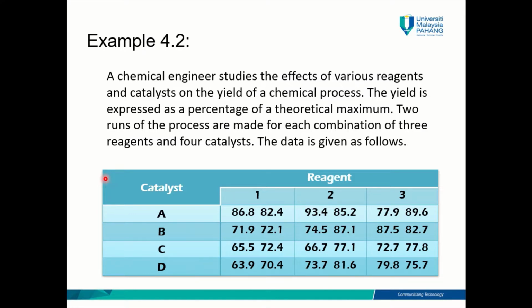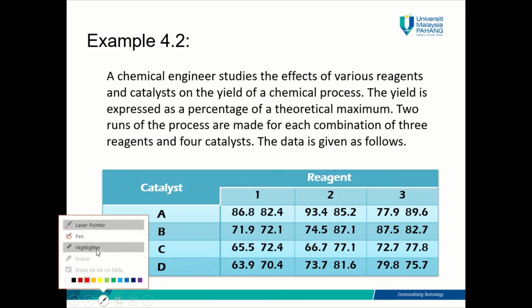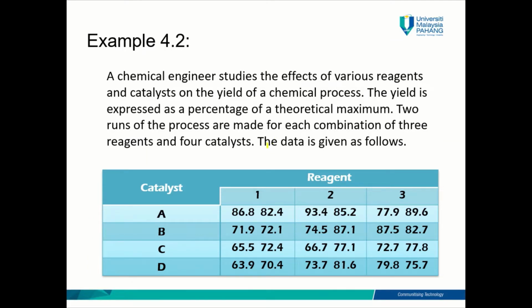Okay, first class, let us try to understand what the 2 independent variables are and what the dependent variable is. Now, factors and response. 2 factors and 1 response. From this statement up here, we can see that they are trying to see the effects of reagents and catalysts on the yield of a chemical process. So we can easily understand that reagents and catalysts are the 2 factors here.